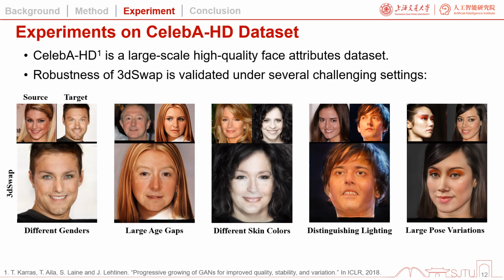We conduct several experiments on the CelebA-HQ dataset, which is a large-scale high-quality face attributes dataset that contains 30,000 images at megapixel level. Images below are all tested under several challenging settings, such as different genders, large age gaps, different skin colors, distinguishing lighting conditions and large pose variations. High-fidelity swapped faces under all these challenging cases validate the effectiveness and robustness of our method.